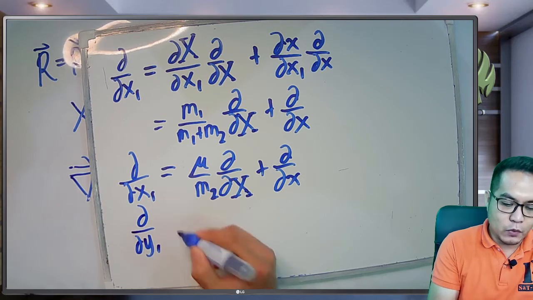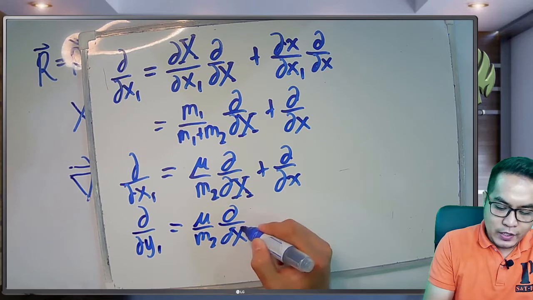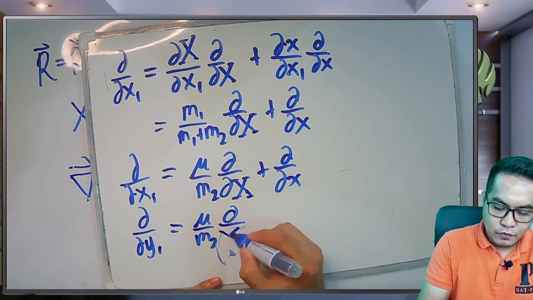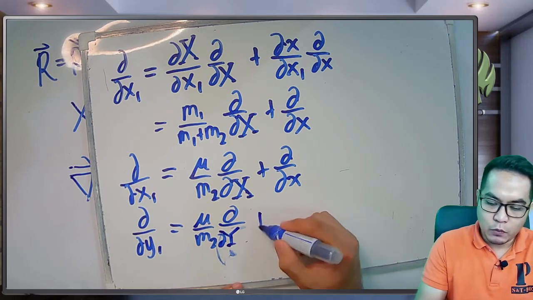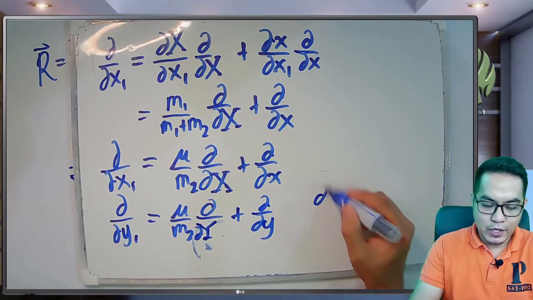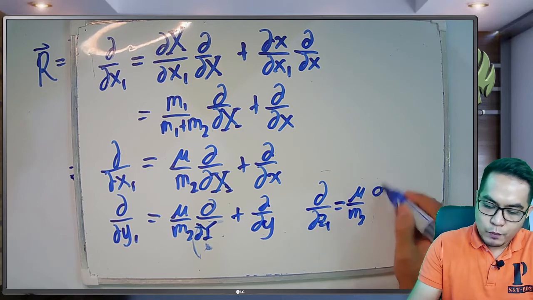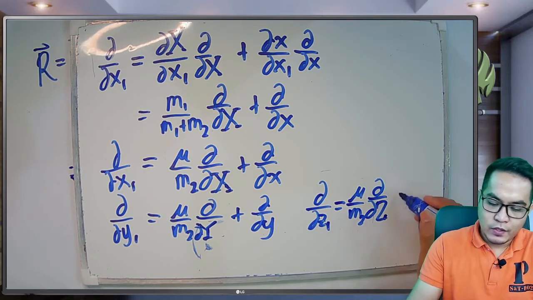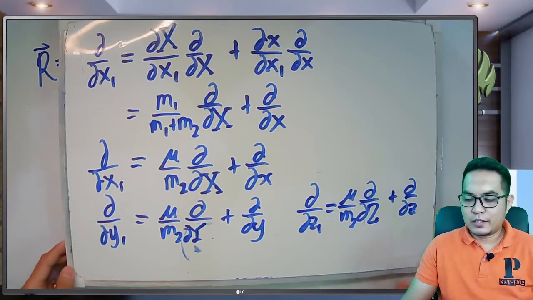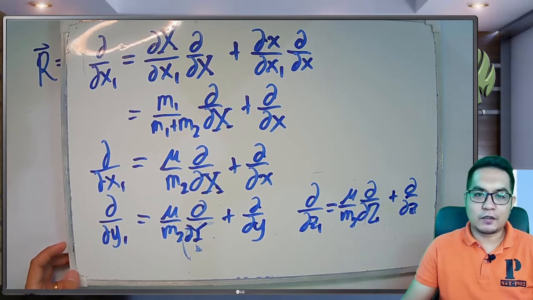So partial with respect to y1 will be mu over m2, partial with respect to capital Y, plus partial with respect to small y. And for z, partial with respect to z1 will be mu over m2, partial with respect to capital Z, plus partial with respect to small z. The small z is the z separation distance, and capital Z is the z center of mass.